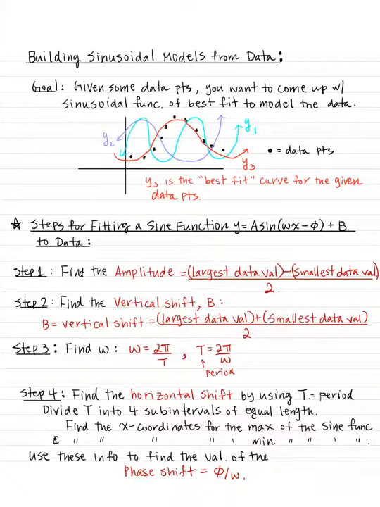Step 4, find the horizontal shift by using the period. Divide that into 4 subintervals of equal length, and find the x-coordinates of the max of the sine function and the x-coordinates for the minimum of the sine function, and use this info to find the value of the phase shift, which is phi over omega. I know, this probably is not making any sense to you right now. It's like a bunch of gibberish, but don't worry. We're going to do some concrete examples in a minute.